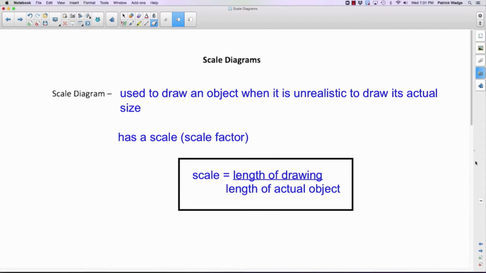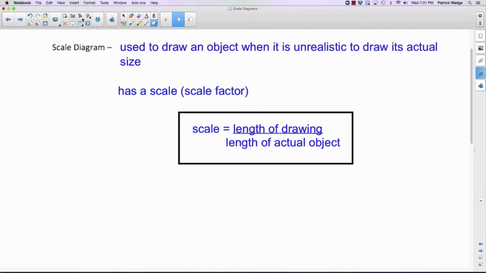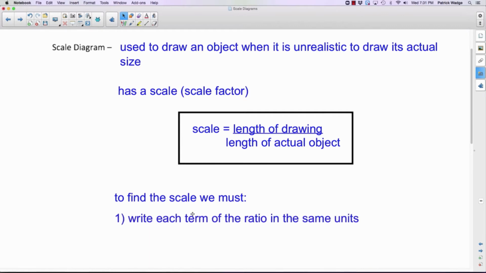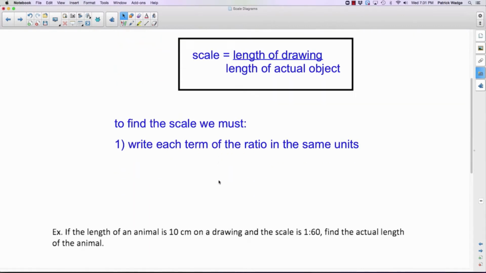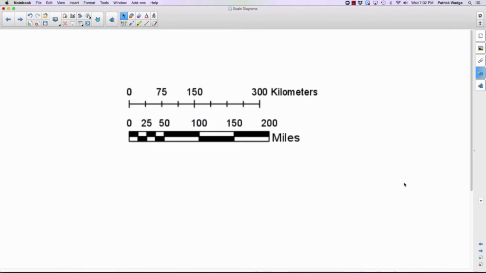All right, a couple other things to say about scale diagrams. To find the scale, if we want to find out what the scale or the scale factor is, we need to do two things. We need to write each term of the ratio in the same units, and we need to put it in lowest terms. Now, this isn't always true, actually, to tell you the truth. Think about on a map, like in the bottom corner of a map, sometimes you'll see something that looks like this. This is the scale.